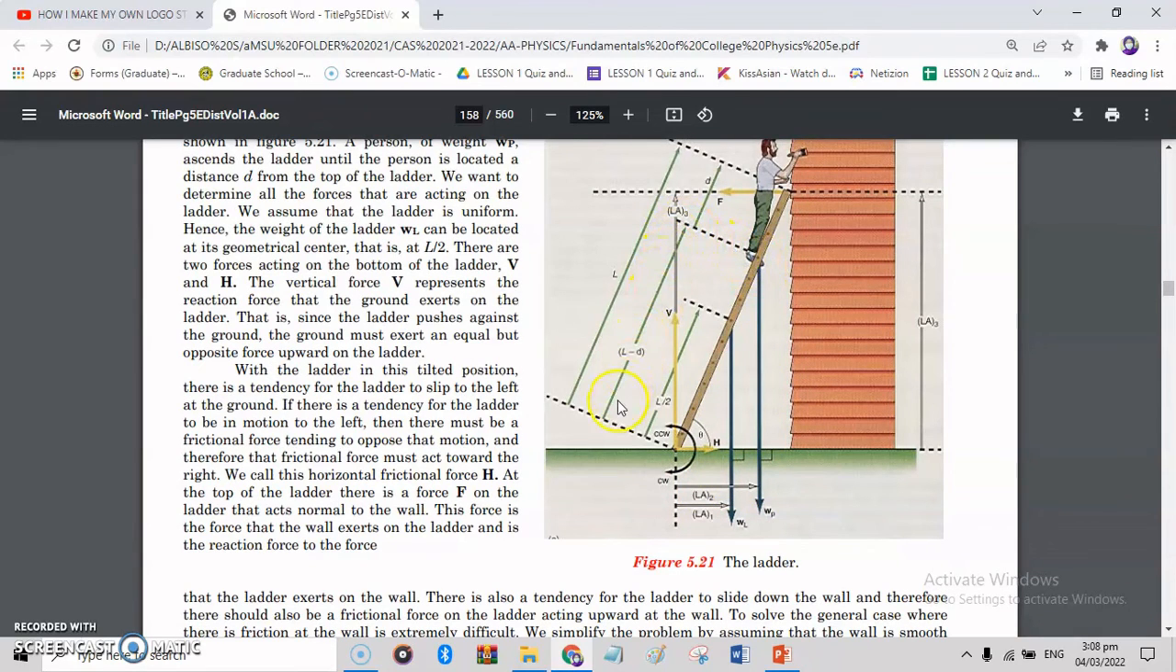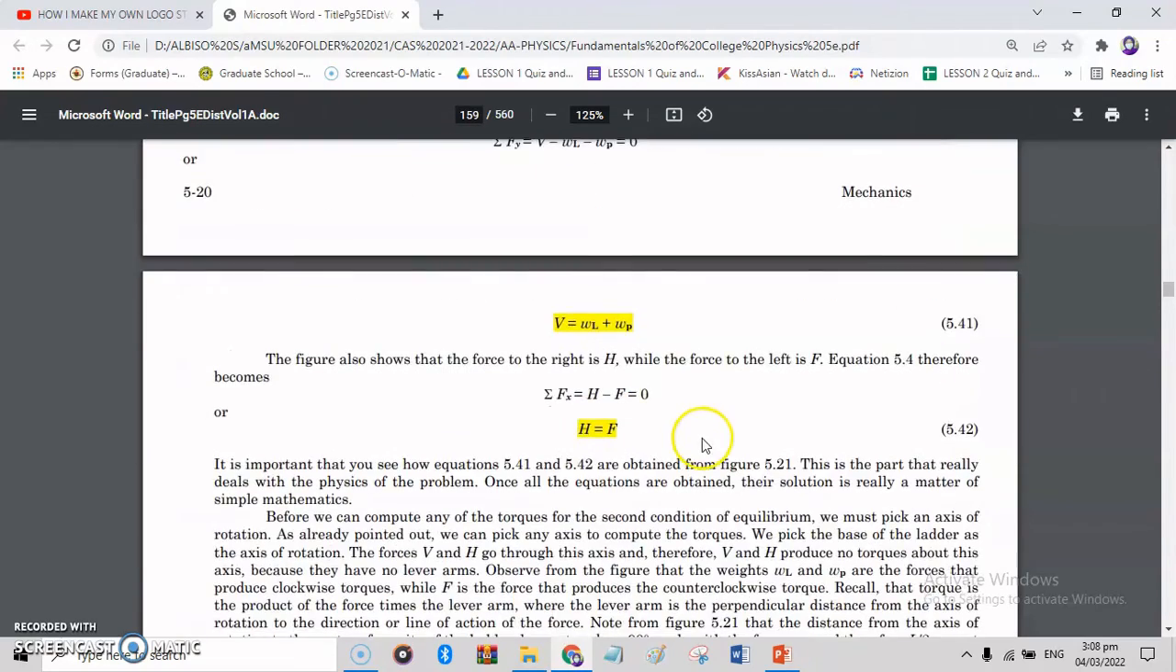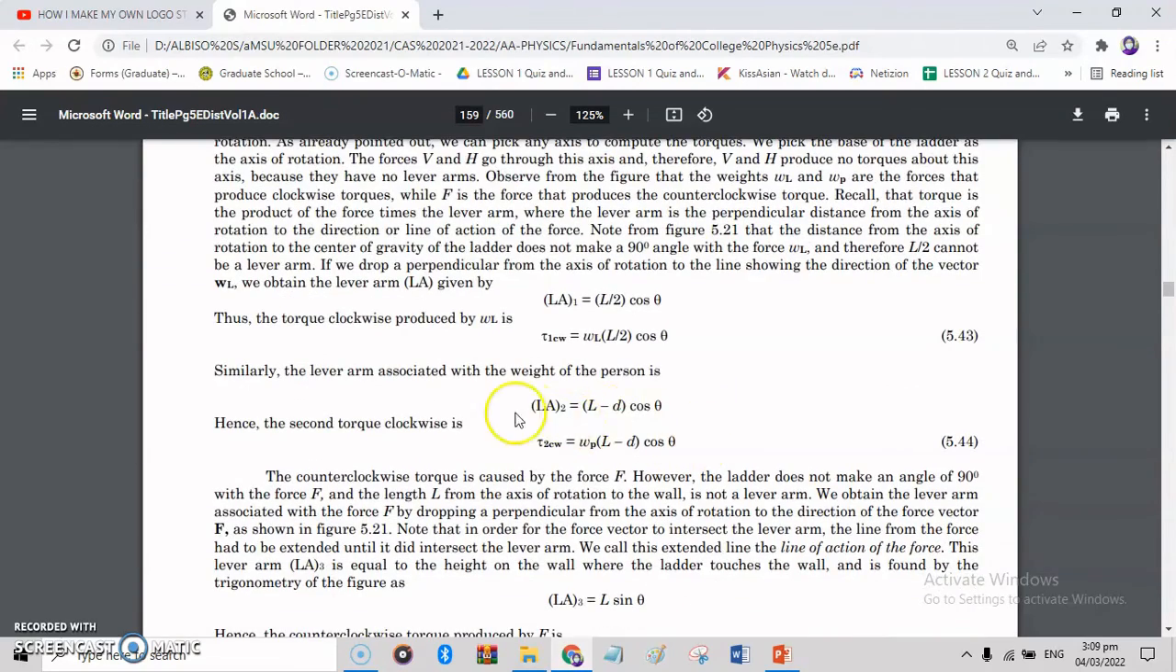And that is unknown, okay? Hindi mo alam. Pero alam mo na ito is L, or length ng ladder, and ito yung D, na distance ng tao doon sa ladder. Okay, ito. So, that is L minus D. Ibig sabihin ito, na distance is L minus D. So, LA2 is just equal to L minus D cosine theta.